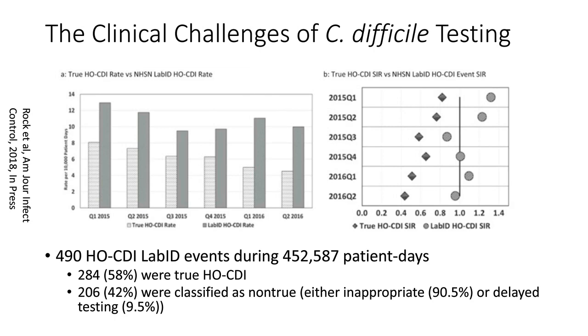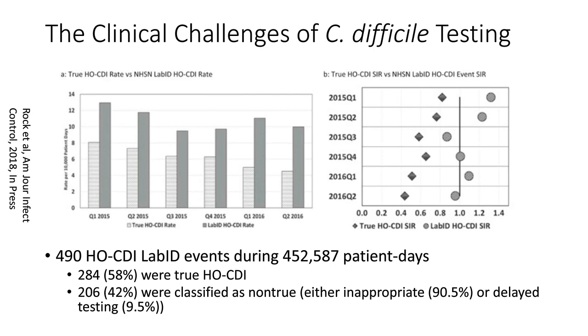The vast majority of the non-true healthcare onset Clostridium difficile events, 90.5% of these events, were reported as a result of inappropriate testing. The patient was on a laxative, or the patient didn't have more than 3 episodes of diarrhea. An additional 9.5% of this population was a result of a non-true hospital-associated CDI event, largely because testing was delayed.